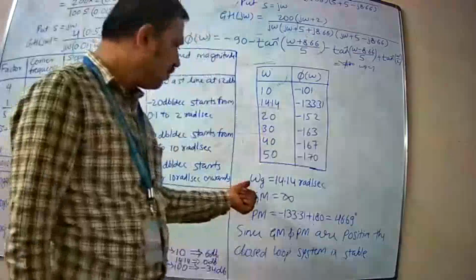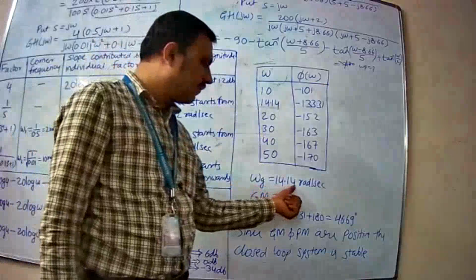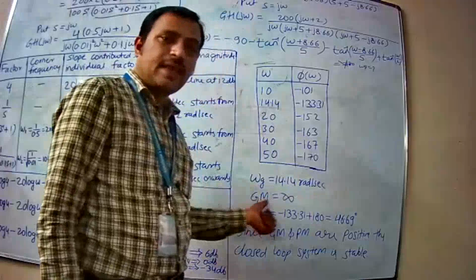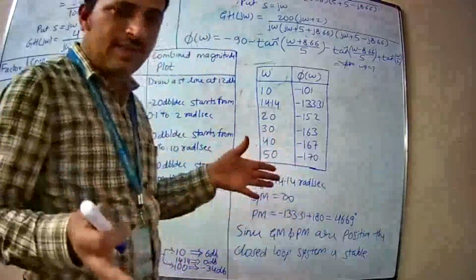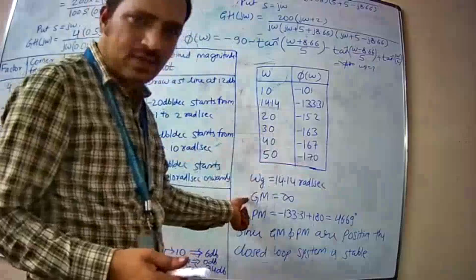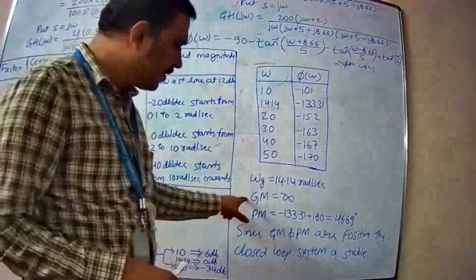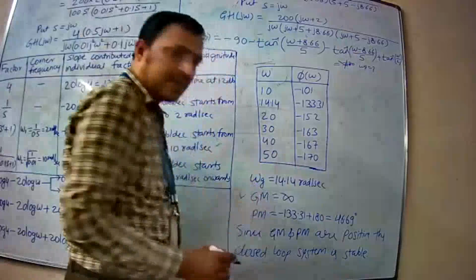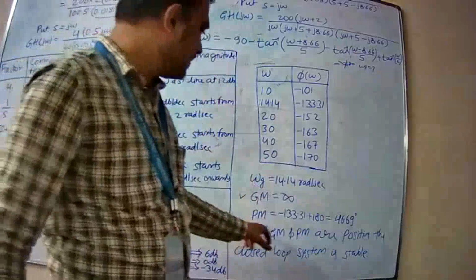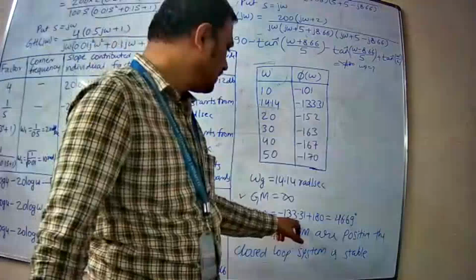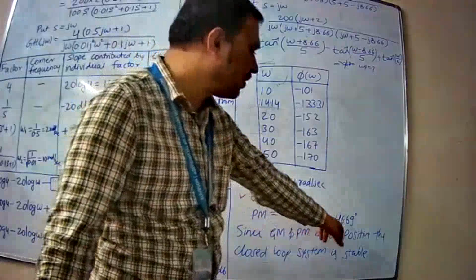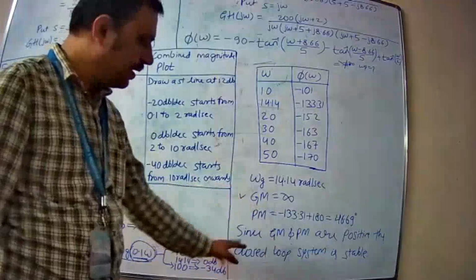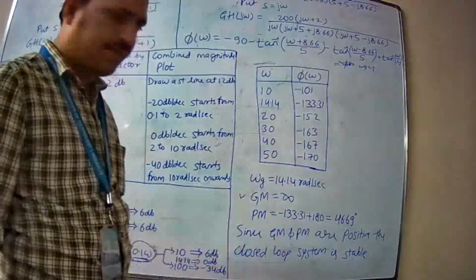Here we know that omega g is equal to 14.14 radian per second, and you will not get the gain margin, because the gain margin value is positive. For this I will send one PDF so you can understand how to write the gain margin positive and how to write the gain margin negative. And the phase margin is minus 133.31 plus 180, that is 46.69 degrees. Hence both the values are positive, hence the closed loop system is stable.